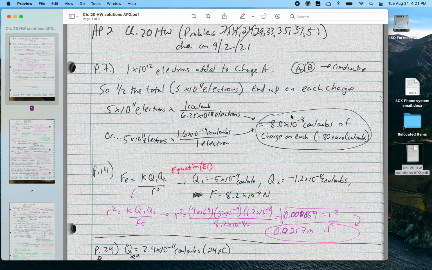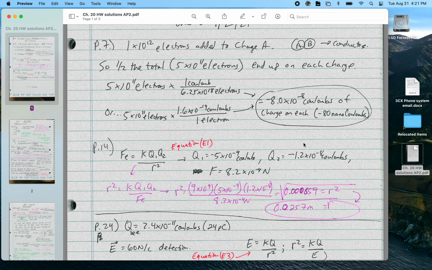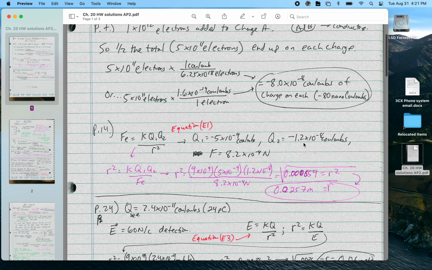I think they wanted to convert that to coulombs, so the conversion factor is 5 times 10 to the 11th electrons times 1 coulomb over 6.25 times 10 to the 18th electrons, or you can multiply this by the reciprocal, which is 1.6 times 10 to the negative 19th coulombs is the charge on 1 electron. Either way, units cancel out and you're left with coulombs, and that's the coulombs charge on each. Negative 8 times 10 to the negative 8th, or negative 80 nanocoulombs.